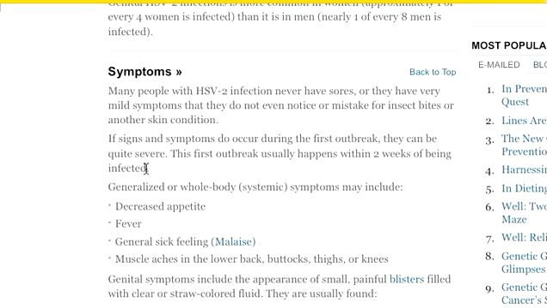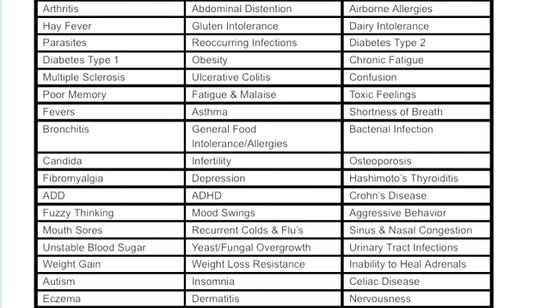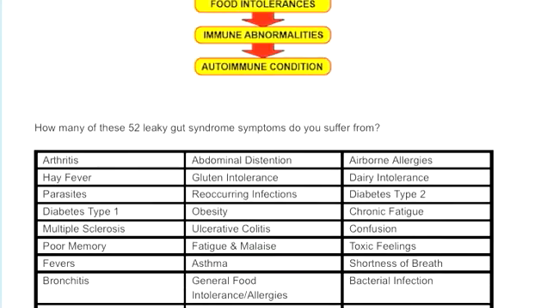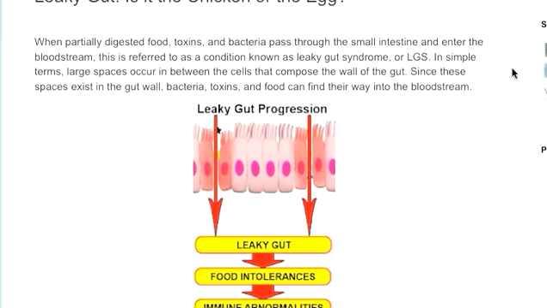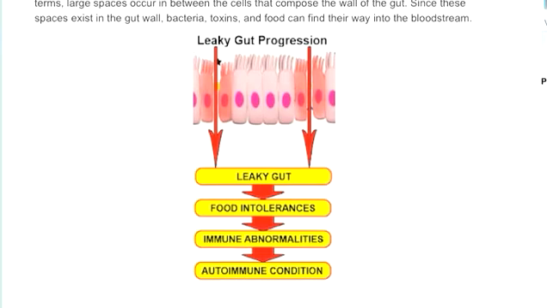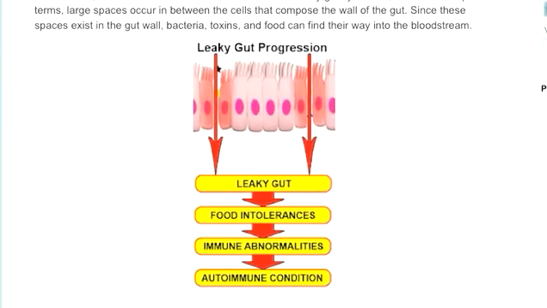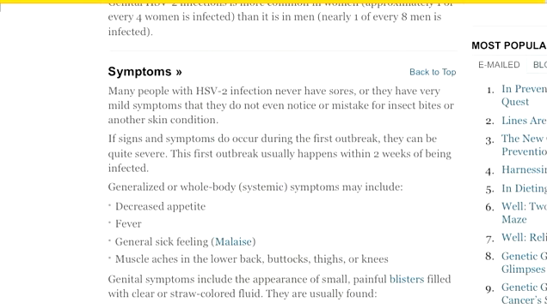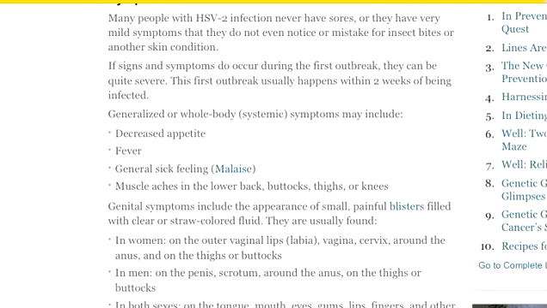Now, let me just say this before I go on: leaky gut is something that happens as a result of the foods that you eat. It's a result of poor health. It's a result of what you're putting in your body and how you're treating your organs. Herpes, on the other hand, is something that you can contract. It is a contagious disease.